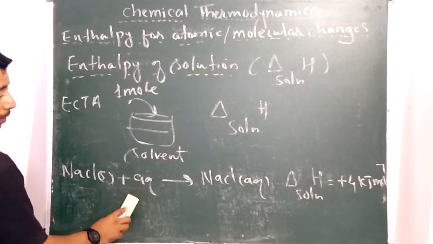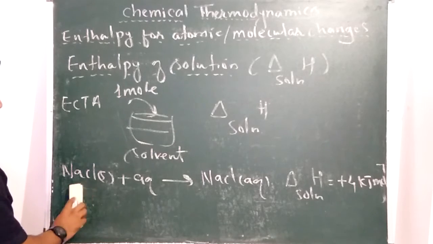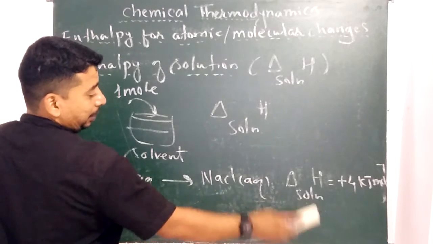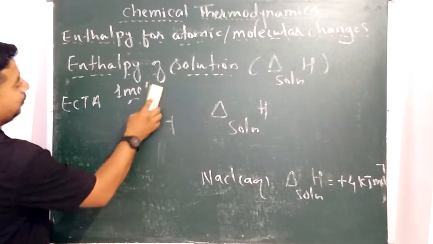So this is the example we have shown for enthalpy of solution when NaCl is dissolved in water. It will form NaCl aqueous, and the enthalpy of solution for NaCl is 4 kilojoule per mole. See the next example.